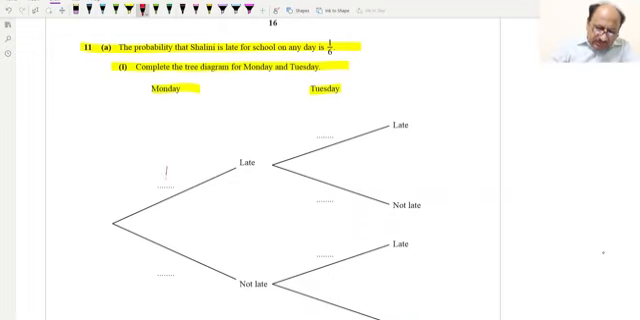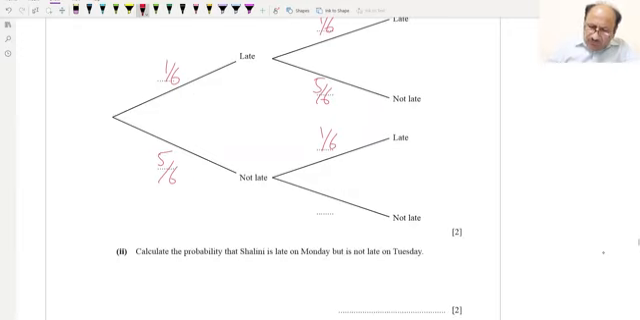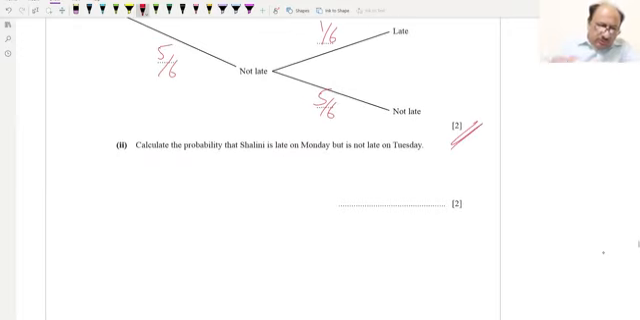So 1 by 6 is late, it means not late will be 5 by 6. So late is 1 by 6, 5 by 6, 1 by 6 and 5 by 6, and this is a 2 mark question. So easy to complete the table.